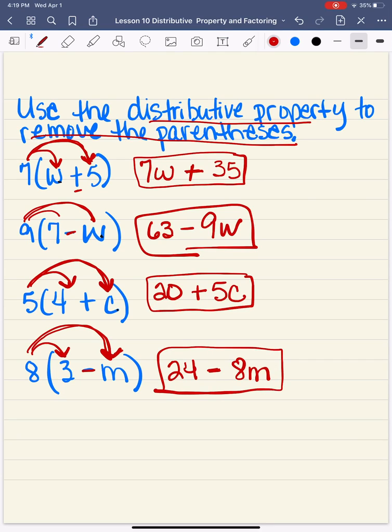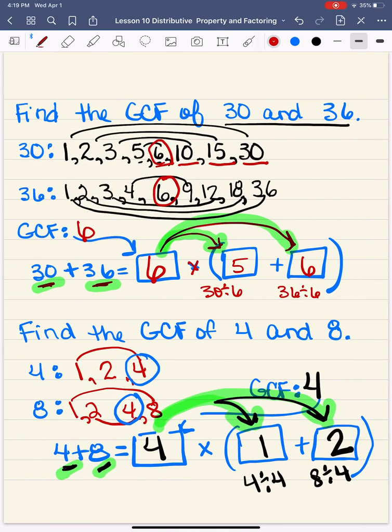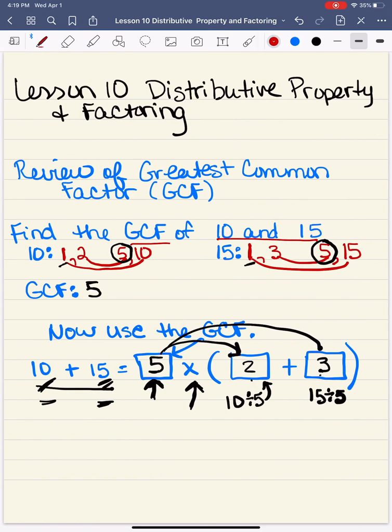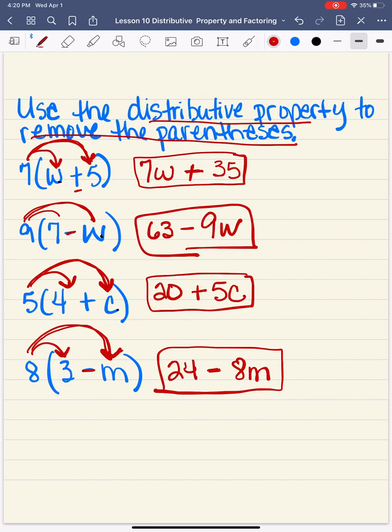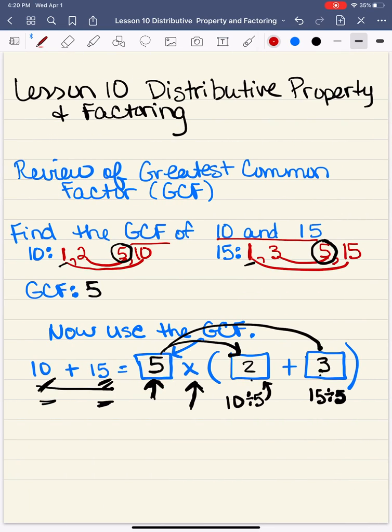So some of this can seem confusing, so it would probably be a good idea to look back through our examples again. So kind of pause the video, look back through all of them, and then go ahead and try your practice problems for today. So lesson 10, distributive property and factoring.